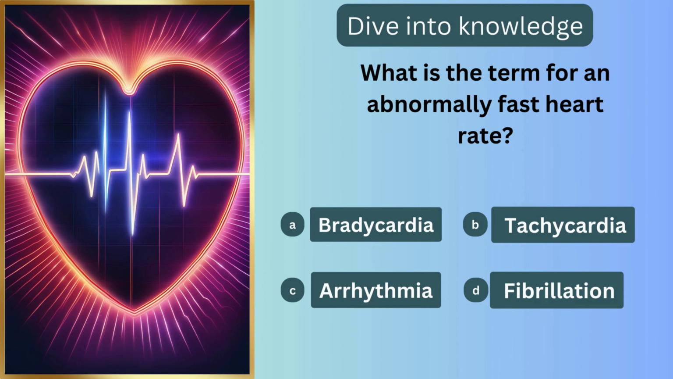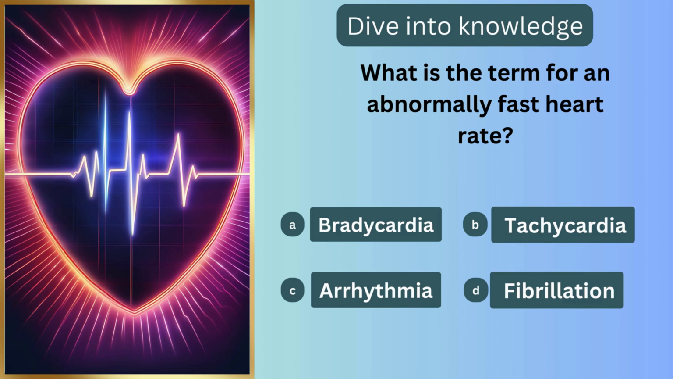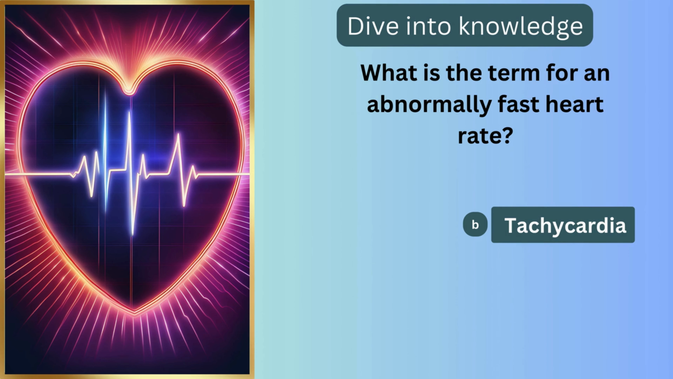Next question is, what is the term for an abnormally fast heart rate? Let's take a look at the options. A. Bradycardia. B. Tachycardia. C. Arrhythmia. Or D. Fibrillation. Time's up. The right answer is B. Tachycardia.